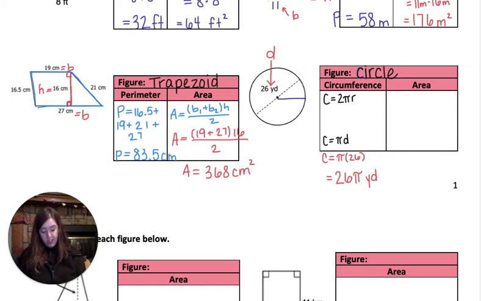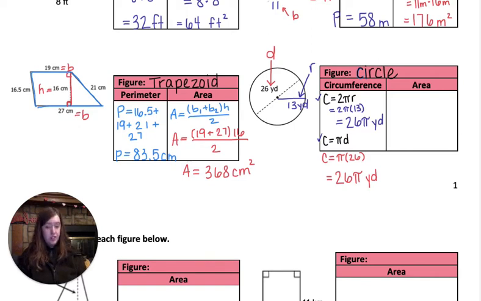26 divided by 2 is 13. This is our radius. So to use 2 pi r for our circumference, we would take 2 times pi times 13. Well, 2 times 13 is 26. 26 times pi is 26 pi. And then units are in yards. So it doesn't matter if you use 2 pi r or pi d. Either way, you're going to get the same answer.